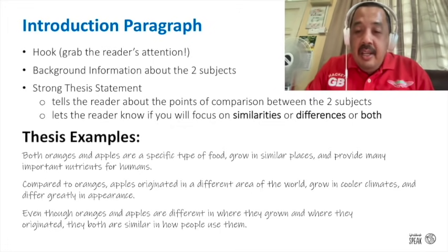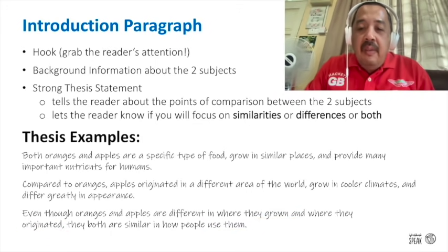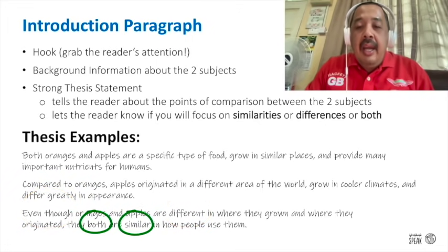Three points of comparison. Two of those are showing differences, and one of those is showing similarities. You can do both. And I made sure to use the correct language to inform the reader, even though I'm setting up a contrast, right? I use the word different to indicate a difference, and then in the second part of the sentence I say they both are similar.